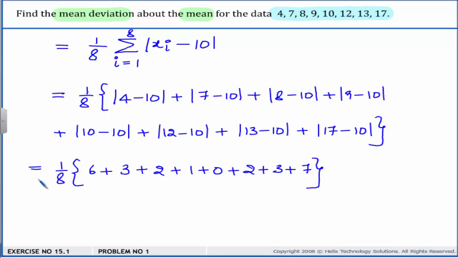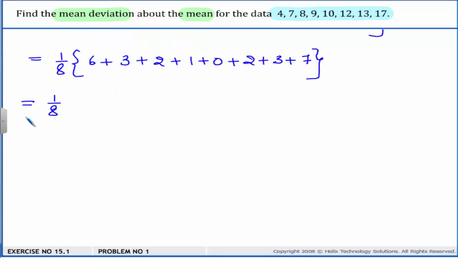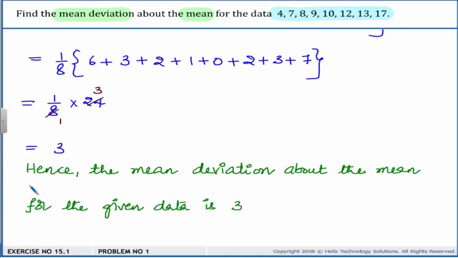So on simplifying this, you will be getting 1 by 8 into 6 plus 3 plus 2 plus 1 plus 0 plus 2 plus 3 plus 7. On adding this, you will be getting 24. So you can cancel out 8 in this, and you will be getting 3. Hence, the mean deviation about the mean for the given data is 3. So this completes the solution.